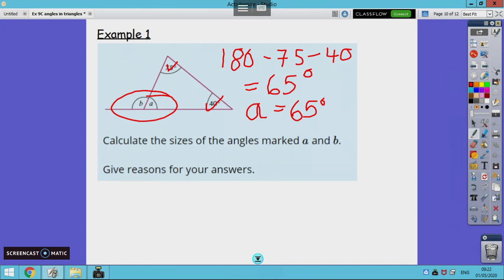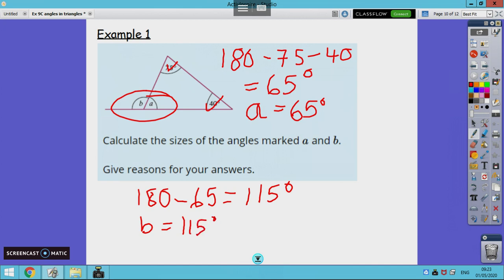So angles A and B are lying on a straight line. Angles on a straight line add up to 180 degrees. So those two angles have to add up to 180 degrees. So one is 65 and the other one has to add up to 180. So the way that we can find that out is by doing 180 minus 65, which is going to be 115 degrees. So angle B is 115 degrees.